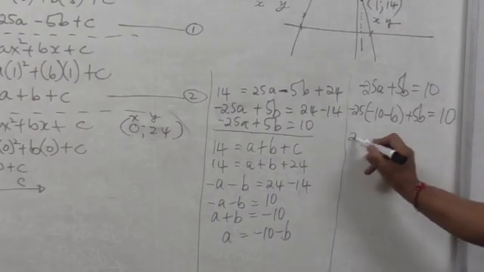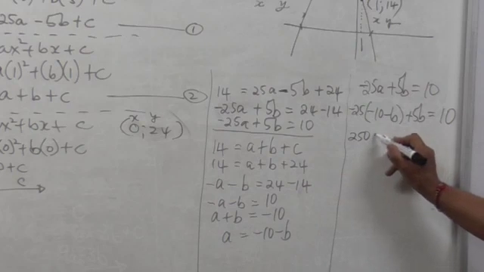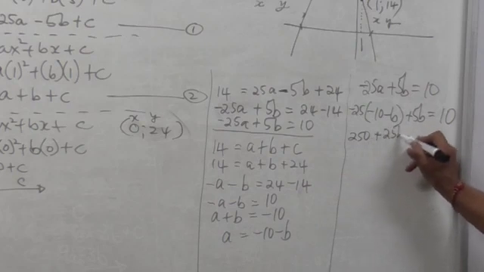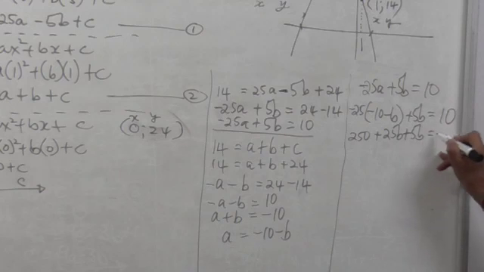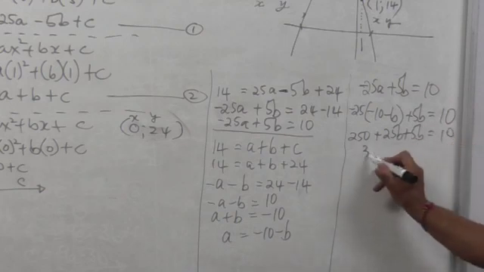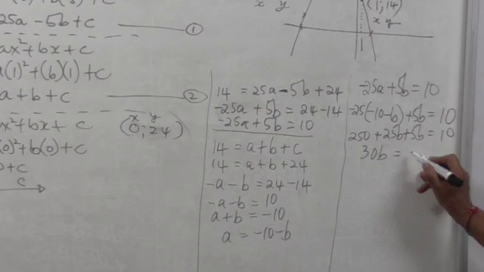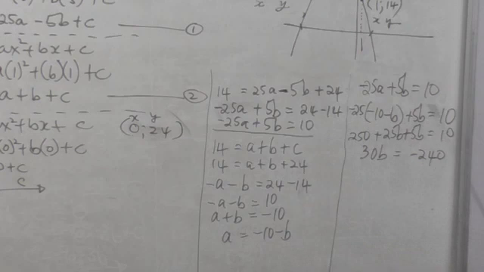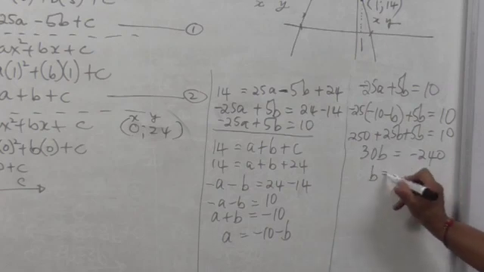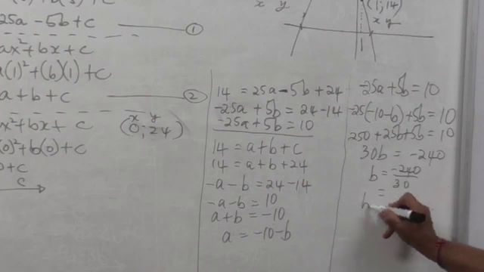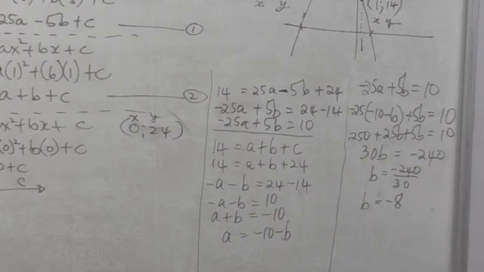So that will give you 250 plus 25b plus 5b is equal to 10, and that will give you 30b is equal to, when you bring that on this side, 250 becomes minus 250, plus 10 will give you minus 240. So b is equal to minus 240 over 30. b is equal to negative 8. So you got b.